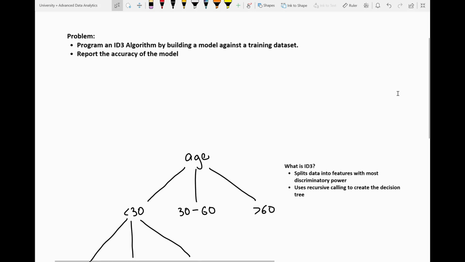And so the first thing was understanding what the problem was that we were dealing with for the assignment. We needed to program an ID3 algorithm by building a model against a training data set, then comparing our training data set to our testing data set and reporting the accuracy of the model, and then also displaying the model.